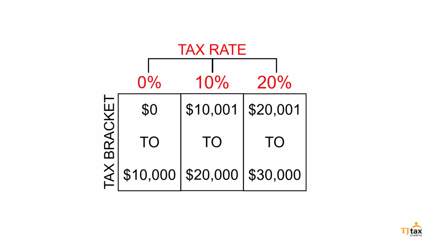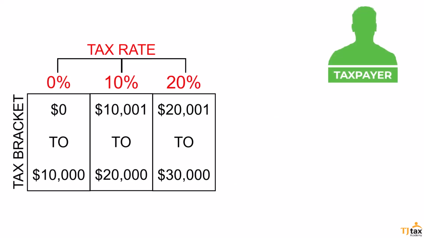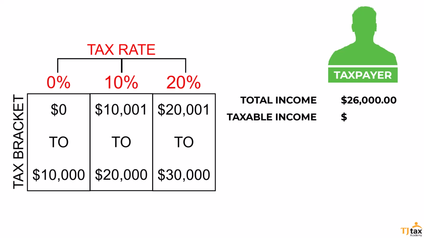Let's say we had a simplified tax system with the following brackets and rates. Let's say the government would tax you a rate of 0% on income from $0 to $10,000. A rate of 10% on income from $10,001 to $20,000. A rate of 20% on income from $20,001 to $30,000. Now, let's say you did your taxes for the year, and your total income was $26,000, and after you subtract your deductions, your taxable income was $25,000.